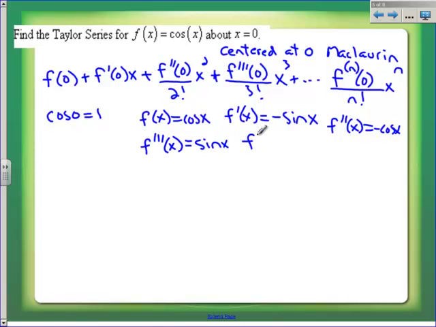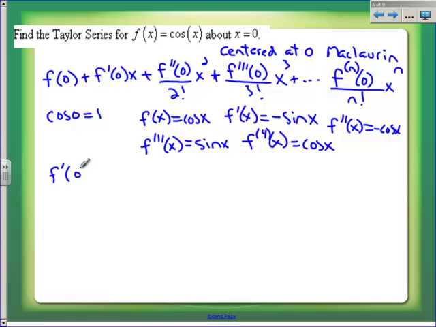And then the fourth derivative, now I'm done making tick marks, I just put a 4 in parentheses. The fourth derivative is right back where we started, at cosine x. All right, so we want the first derivative at 0. So here's the first derivative.